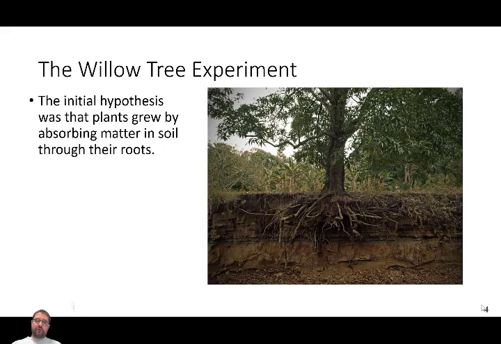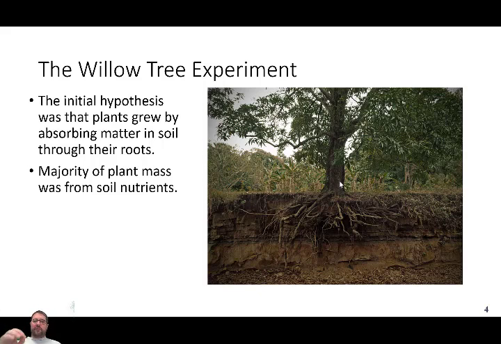So here you can see the root zone, and you can see this tree on top, and the idea was that the material, the nutrients, that were in this soil were being absorbed in the root zone to create all the mass above ground. So, in other words, this hypothesis would mean that you would have a prediction that says the majority of the plant's mass must come from soil nutrients.